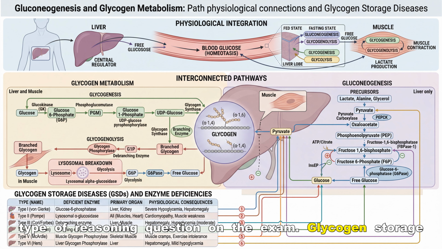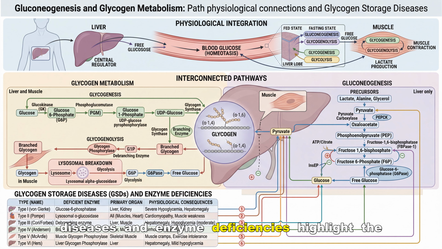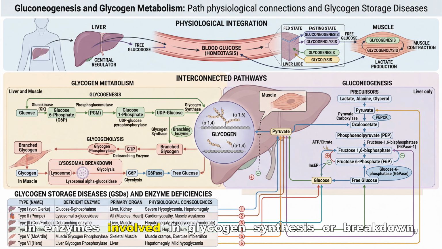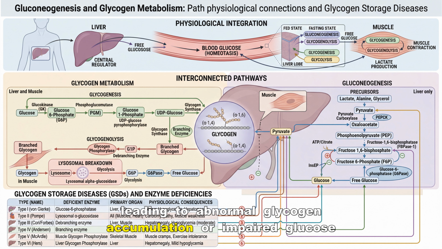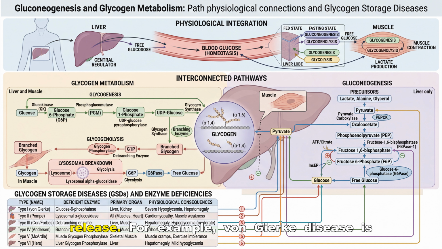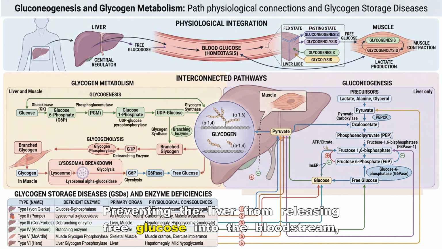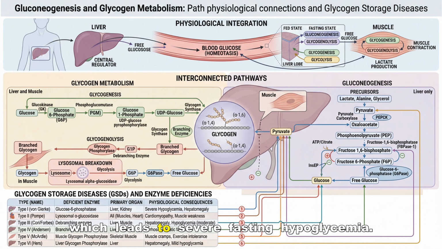Glycogen storage diseases and enzyme deficiencies highlight the physiological importance of gluconeogenesis and glycogen metabolism. These disorders result from defects in enzymes involved in glycogen synthesis or breakdown, leading to abnormal glycogen accumulation or impaired glucose release. For example, von Gierke disease is caused by a deficiency in glucose-6-phosphatase, preventing the liver from releasing free glucose into the bloodstream, which leads to severe fasting hypoglycemia.